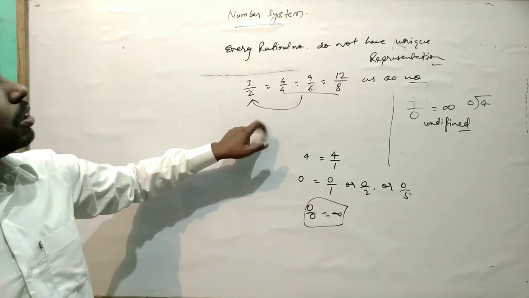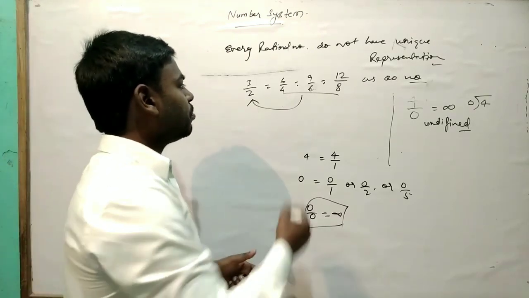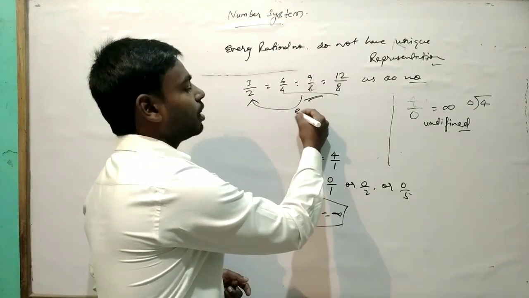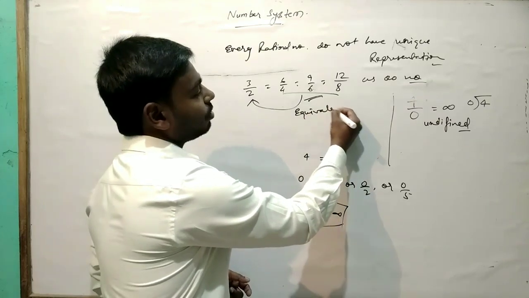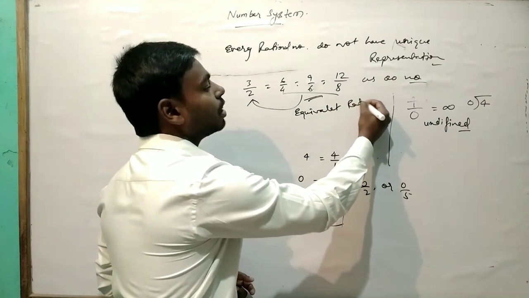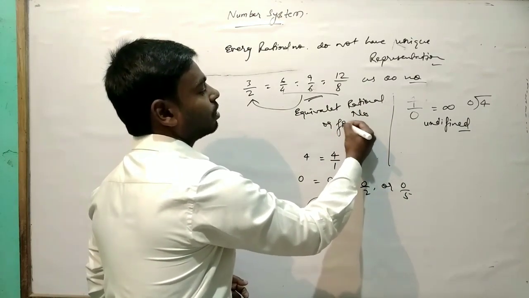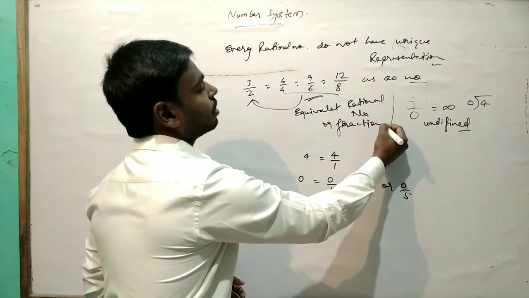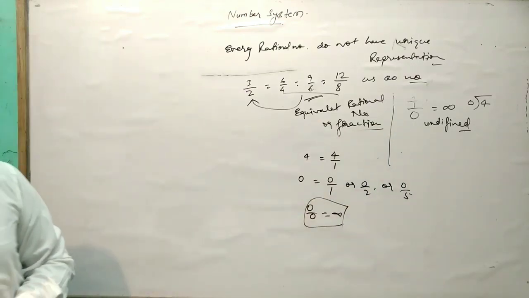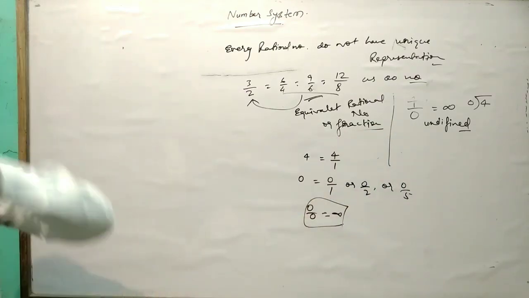Okay, because these numbers are also called what? Equivalent rational numbers or fractions. This is an equivalent rational number or fraction.